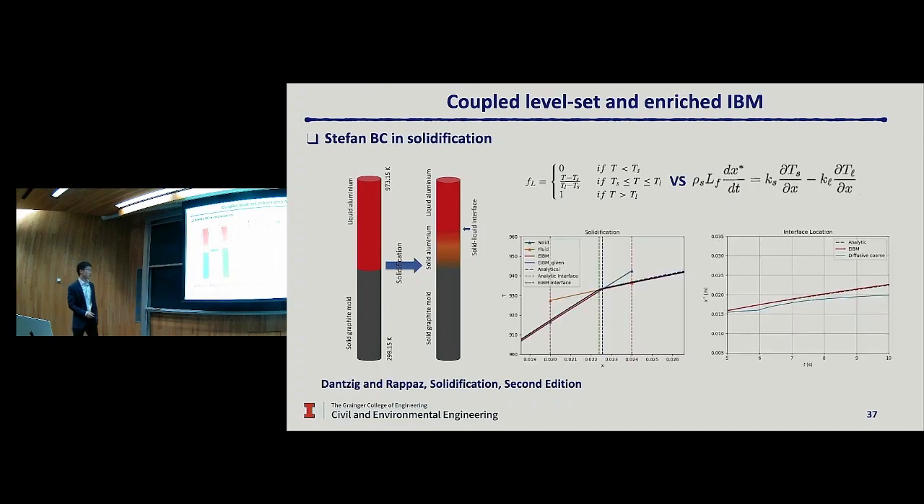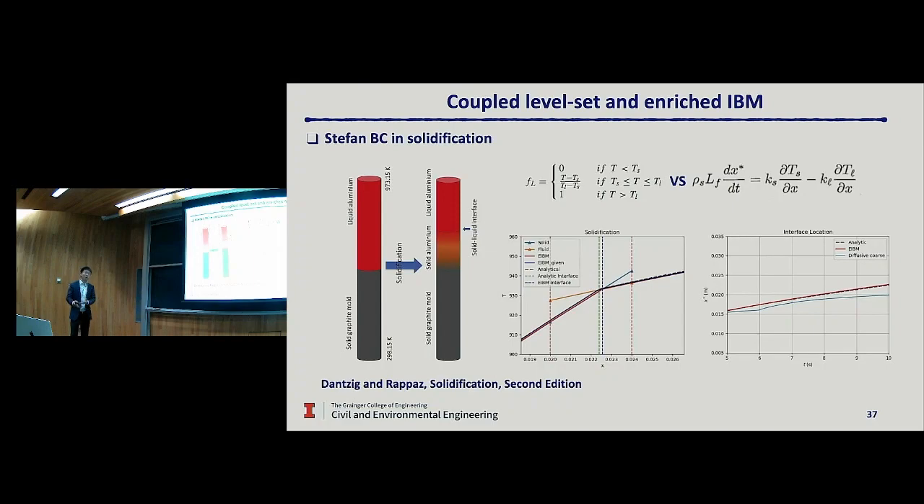So here, let me show you the result. This result is the comparison between different approaches. We have an analytical solution from this textbook, and what you see here is the temperature distribution at one time step. You see how well the enriched immersed boundary method captures the temperature gradient change across the solid and liquid interface, even though we are using a non-fitted mesh. And this figure shows you the time history of the solid liquid interface position. Very good agreement with the analytical solution, and it shows significant improvement over the diffusive interface approach.